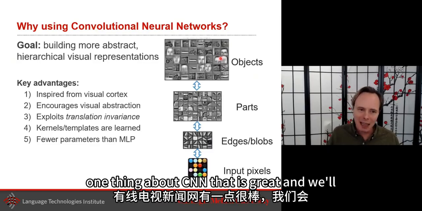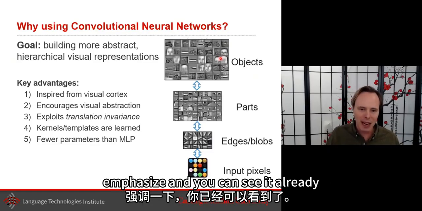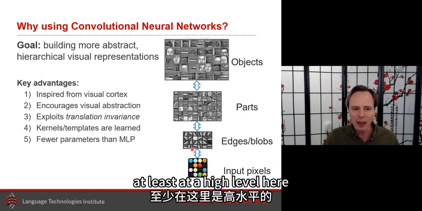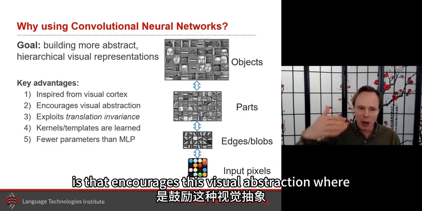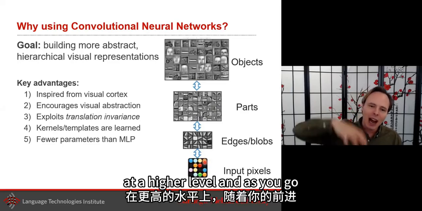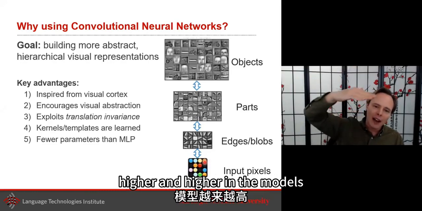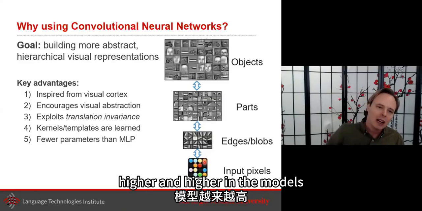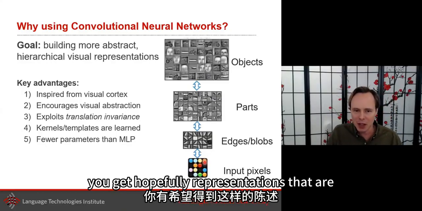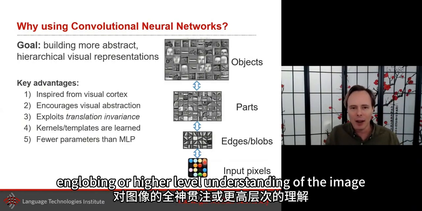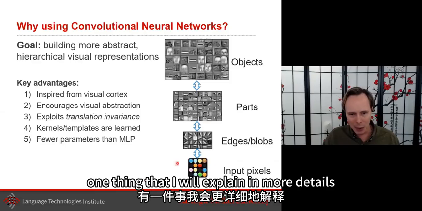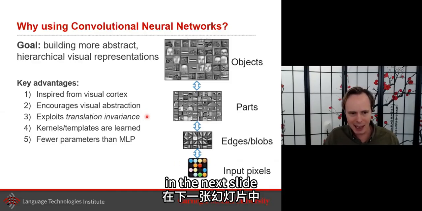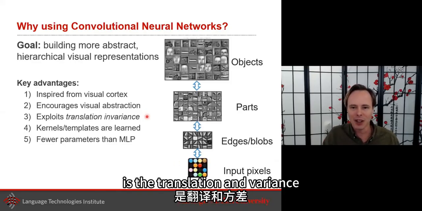One thing about CNN that is great, and you can see it already, at least at a high level here, is that it encourages this visual abstraction, where as you go higher and higher in the models, you get hopefully representations that are englobing a higher level understanding of the image. One thing that I will explain in more detail in the next slide is the translation invariance.